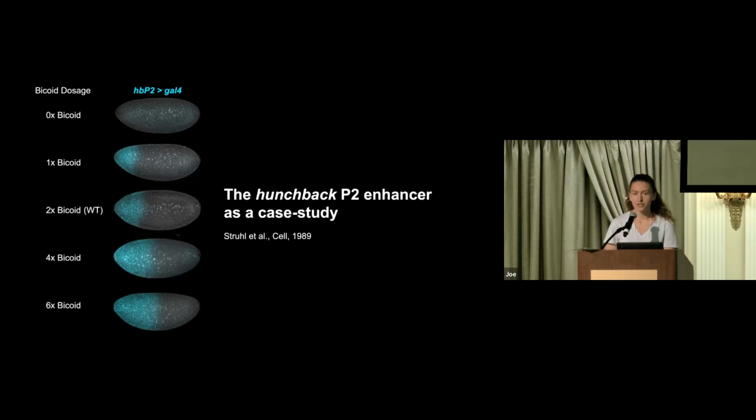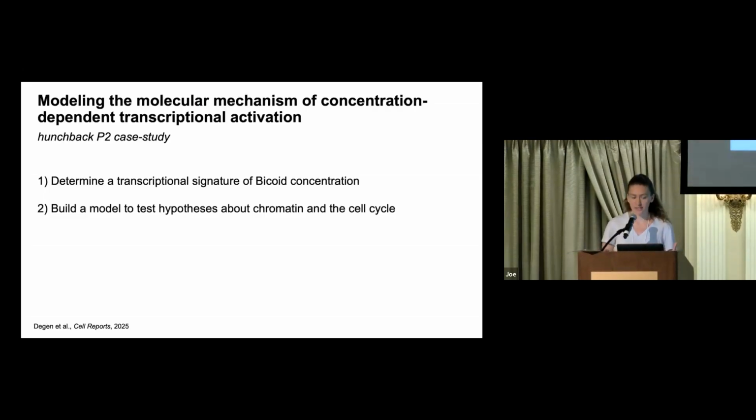I've been using the Hunchback P2 enhancer as a case study for understanding concentration-sensitive transcriptional regulation. Hunchback P2 is a 250 base pair enhancer, which is responsible for mediating an anterior domain of hunchback expression. And we know that this enhancer is very sensitive to Bicoid concentration because as you increase the magnitude of the Bicoid gradient in the embryo, the posterior boundary of this expression domain shifts towards the posterior. So using this enhancer as a case study, I've been working to model the molecular mechanism of concentration-dependent transcriptional activation.